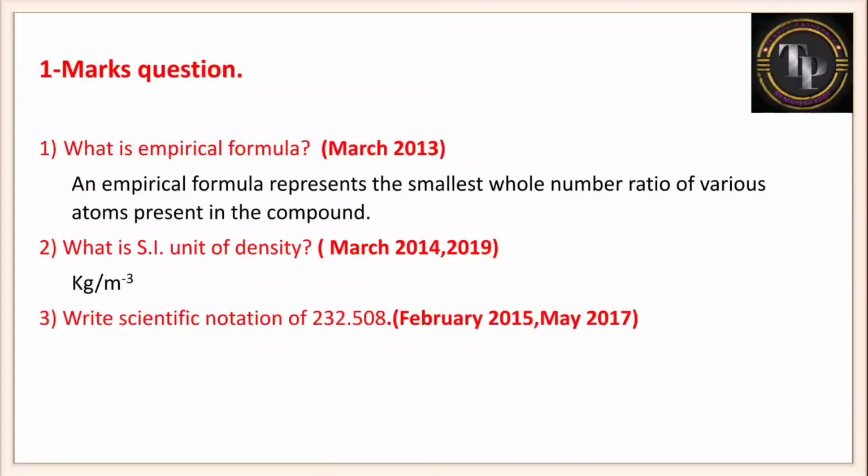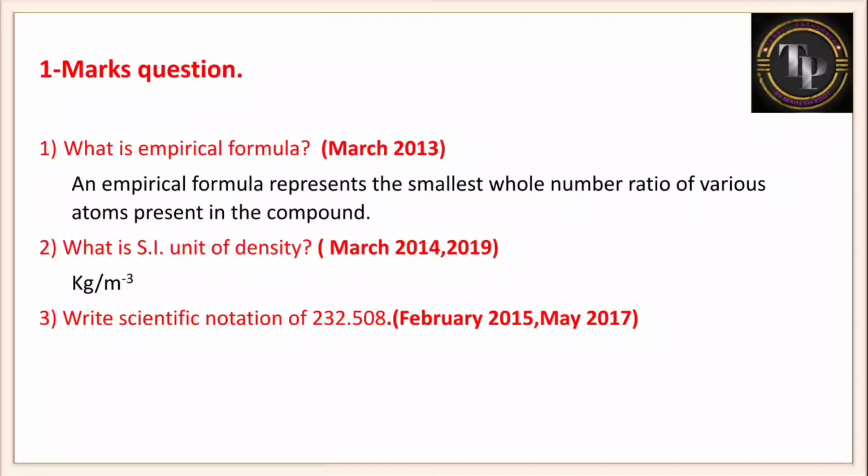Question number 3. Write scientific notation of 232.508. This question was asked in the year 2015 and 2017 annual examination. So scientific notation means if you take the decimal point to the left hand side, you have to multiply with 10 to the power positive. And when you are taking the decimal point to the right side, you have to multiply with 10 to the power minus. Now we are going to take on the left side, so how many places you move the decimal point left, that much you have to multiply with 10 to the power.